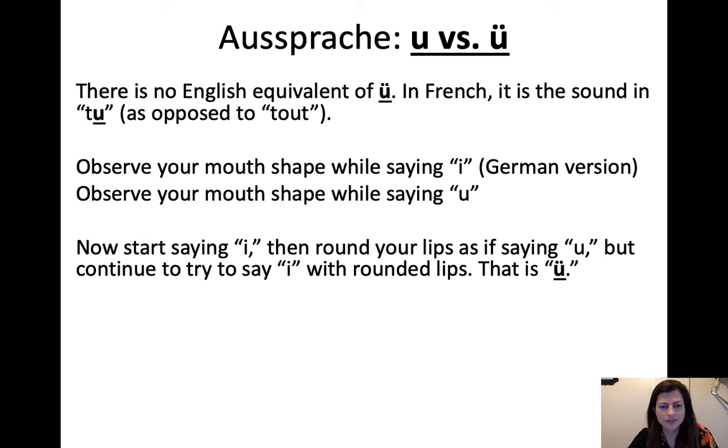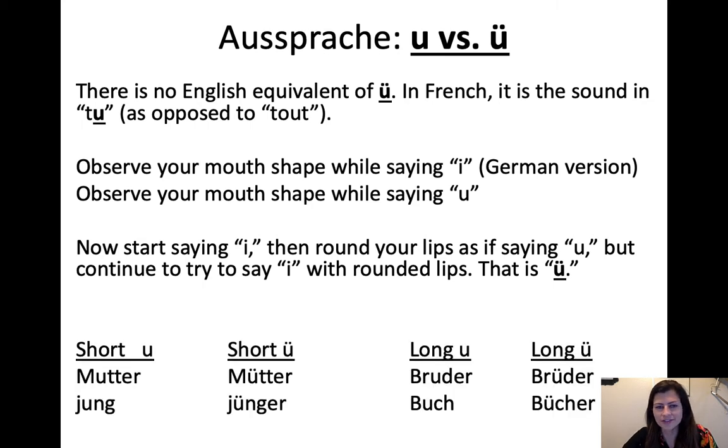Yeah. Okay, so of course there are long versions and short versions. So let's compare the U and the Ü. So the short U is just Mutter. It's not like the long U exactly. It's just the very short version. So Mutter, Jung. Mutter, Jung.